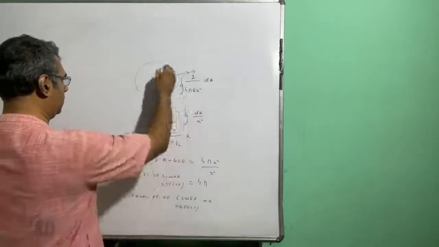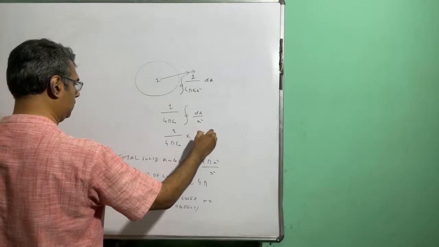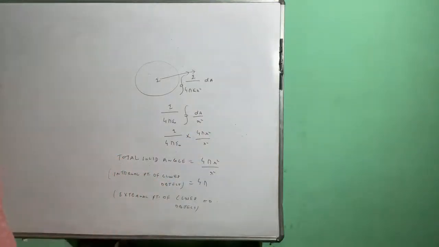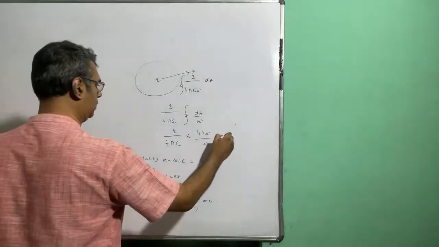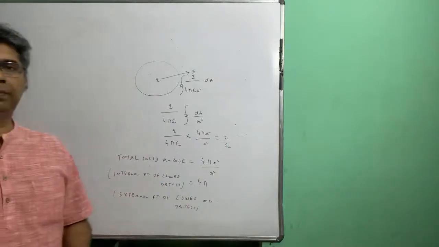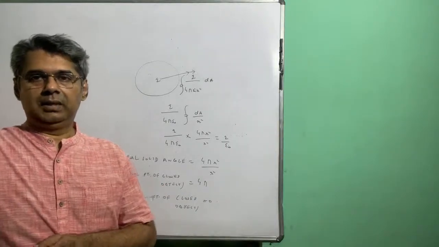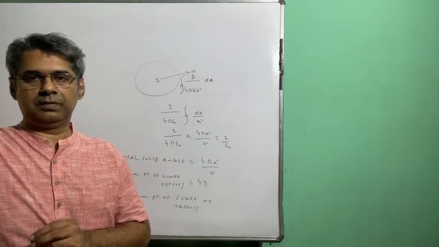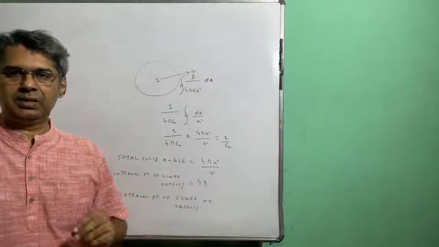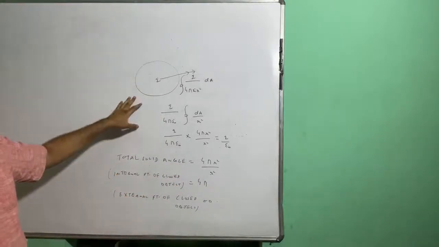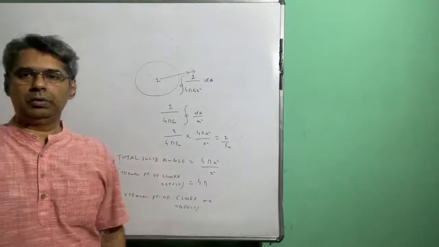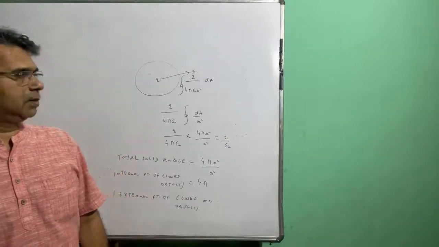Now you know that the integration of dA will be 4 pi r squared. So ultimately it will come to Q by epsilon naught. This is called Gauss's law: if you have a closed surface and the enclosed charge inside the closed surface is Q, any closed surface, then the flux of the electric field through this closed surface will be equal to Q by epsilon naught. This is called Gauss's law.